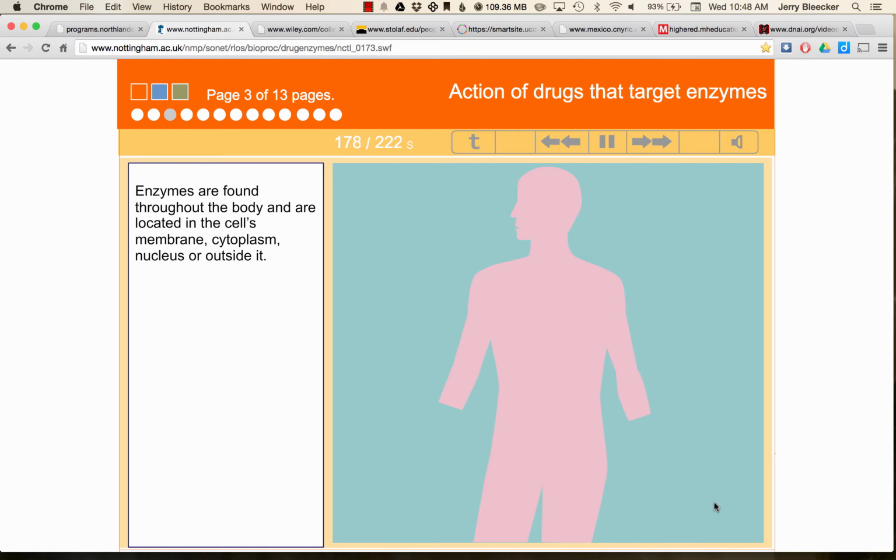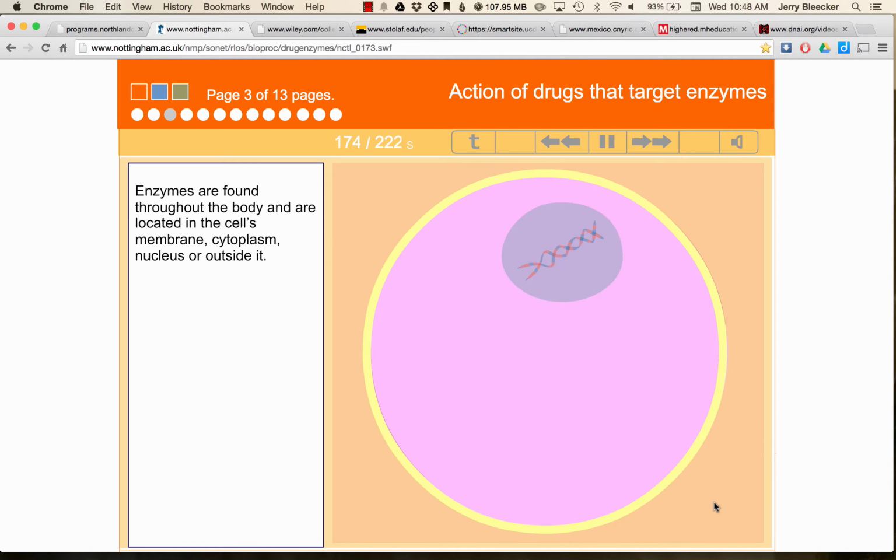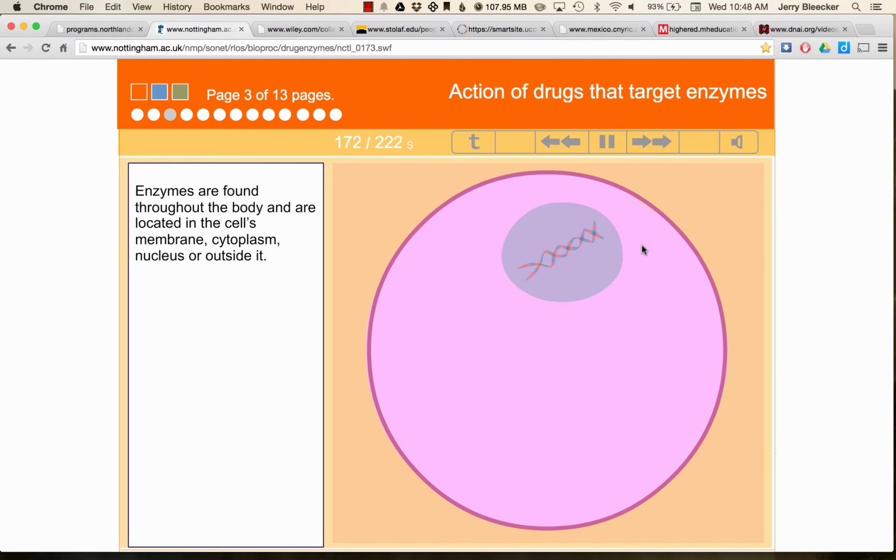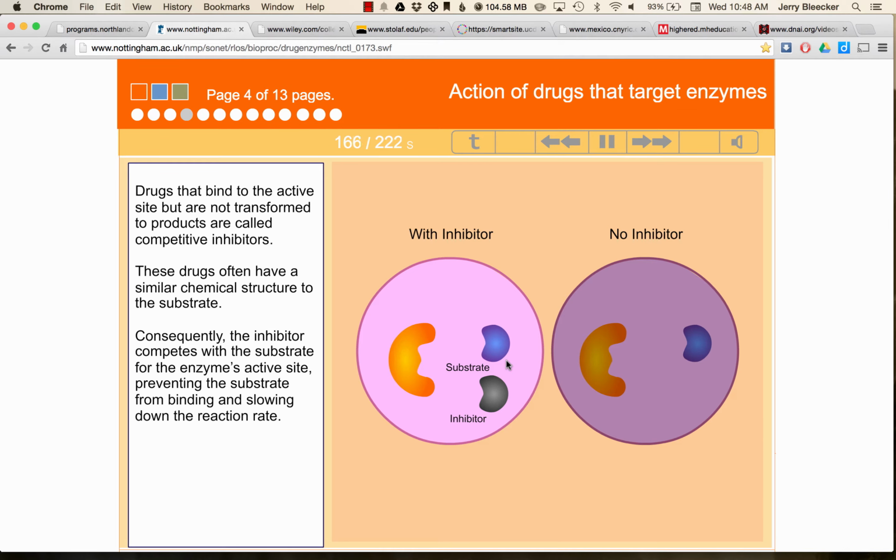You'll find enzymes all over the place. They're in our cell membranes. They're in our cytoplasm. They're outside our nucleus. We're producing them like crazy. Yes, they're made by your DNA because they've got so many jobs to do. That's why we have such an amazing amount of DNA.